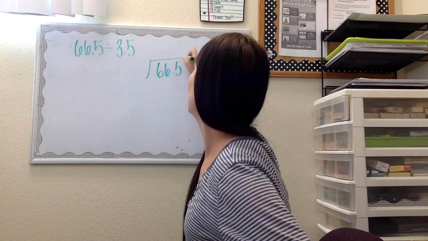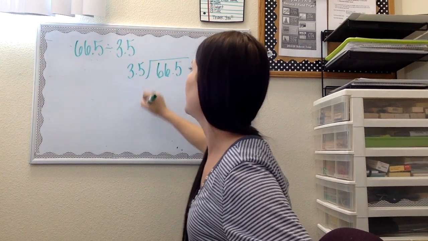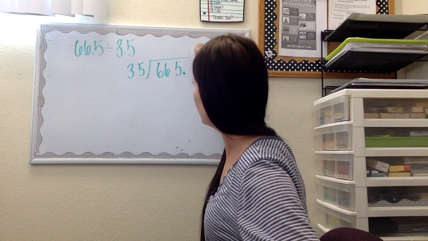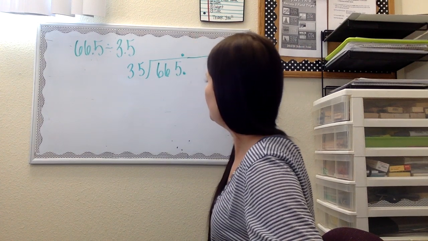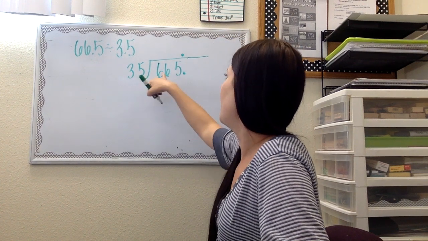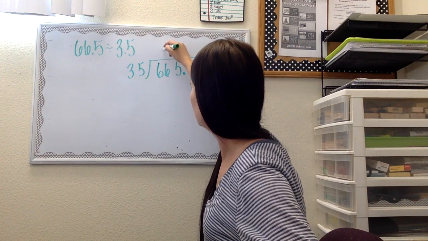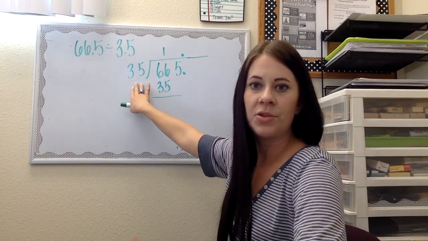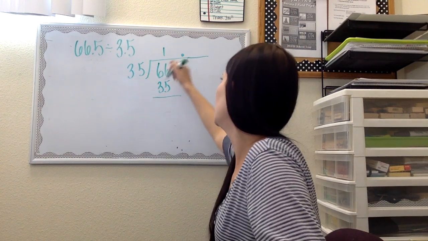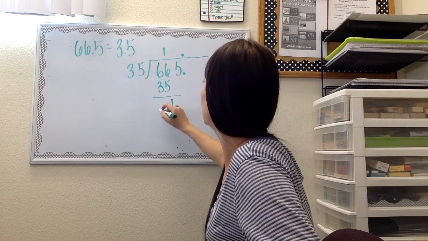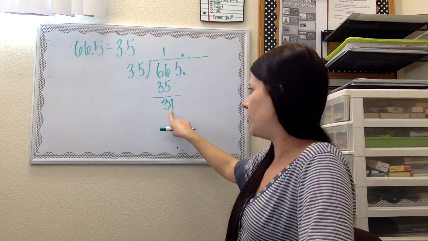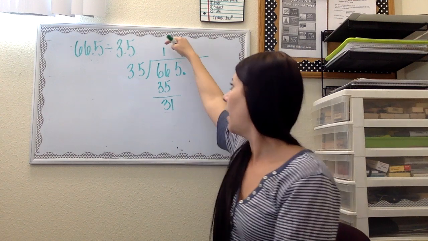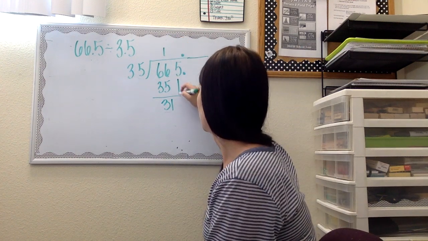Okay, so let's do it together. 66.5 goes underneath, 3.5 on the outside. I'm moving this decimal once, so I'm going to move this decimal once, and I'm going to put it here. Okay? So 35 into 66 is once, because 35 times 2 is 70, so I know I'd be over. So I subtract. And all you have to do is make sure this number is smaller than this number, and that tells me I came up with the right number up here. Okay, so I bring down the 5.